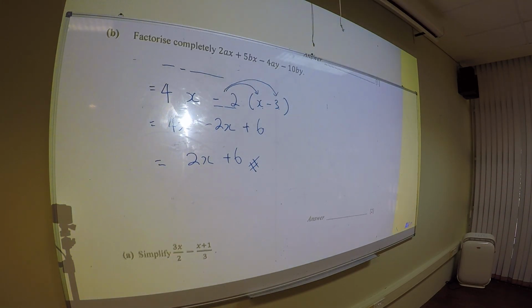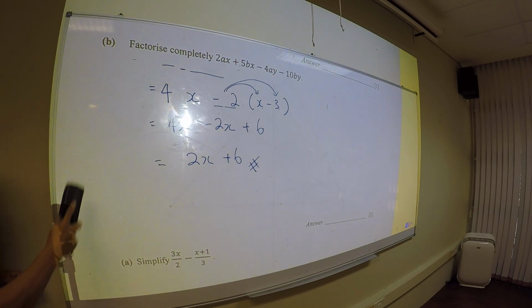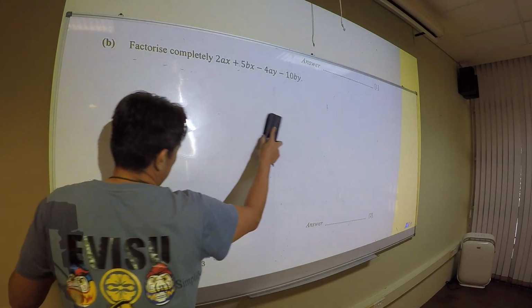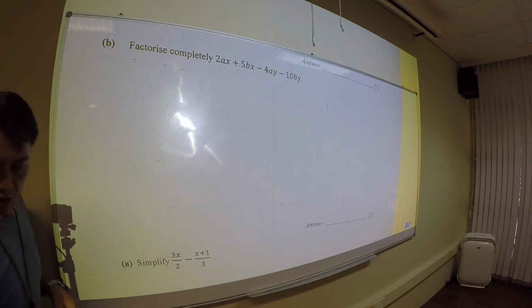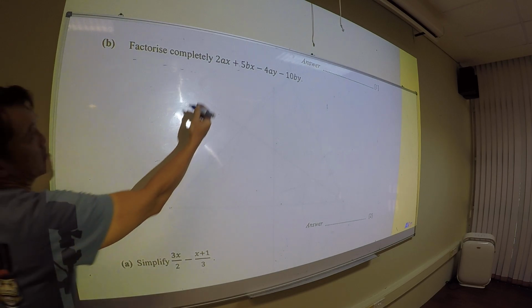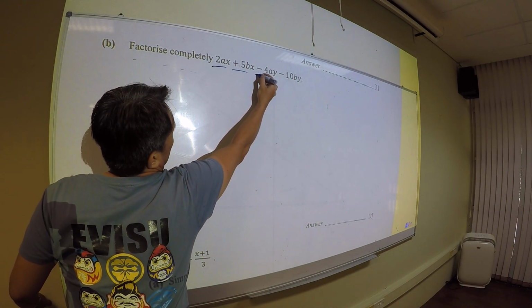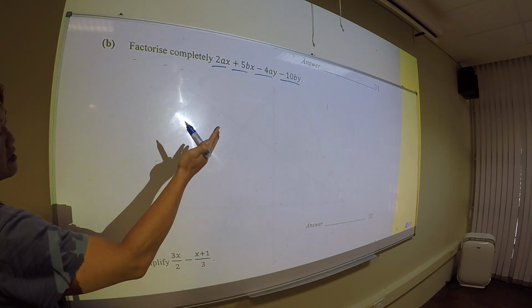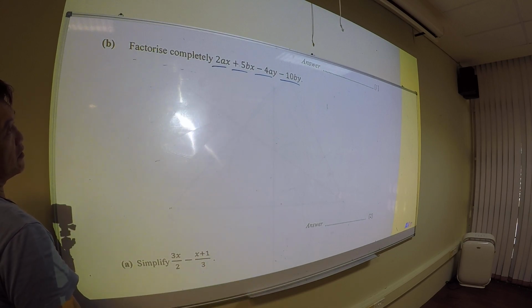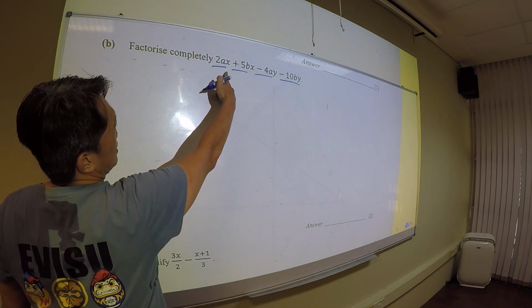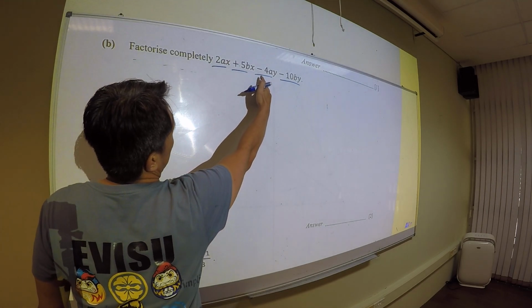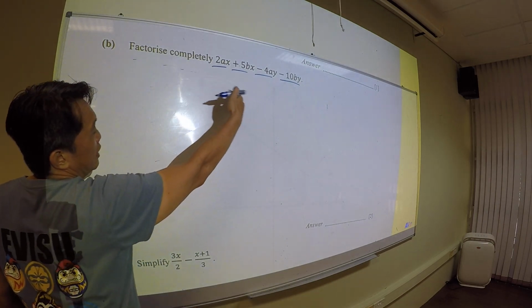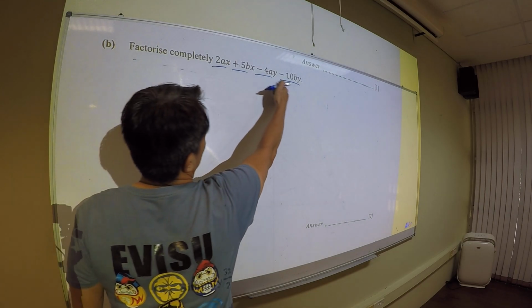Okay. Just now we did a factorization that is more simple. Just take out the 2. This factorization is a bit more difficult because there are 4 terms: 1, 2, 3, 4. And there isn't a common factor across all the 4 terms. 2 times a times x, 5 times b times x, minus 4 times a times y, minus 10 times b times y. We don't have a common factor in all the 4 terms.